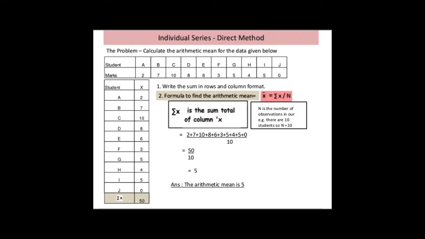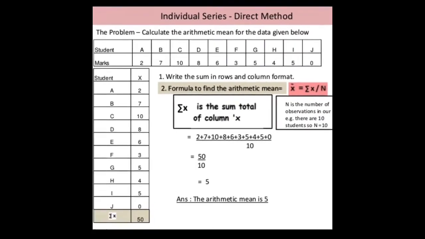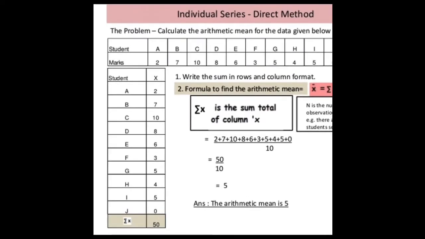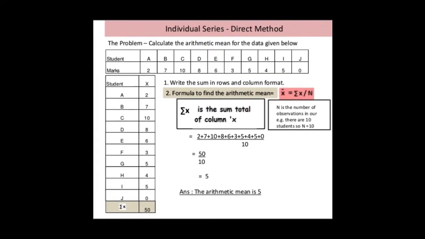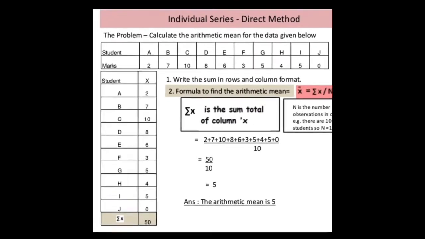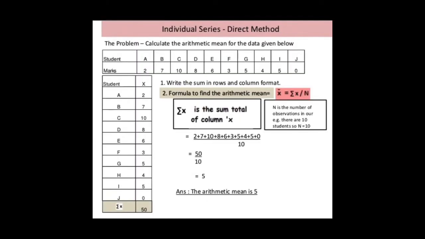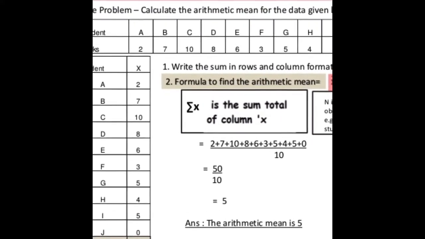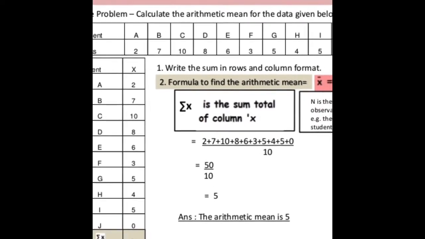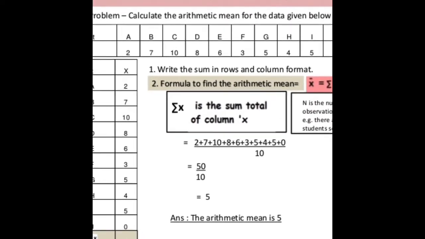In the direct method, what we do is that we add all the observations, that is known as sigma x, and we divide that with n, that is the number of observations. A very common method we can understand by using this example in which 10 students are there. Their marks are given, like A student is getting 2 marks, B is getting 7 marks and so on.